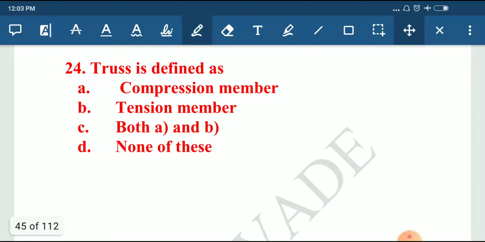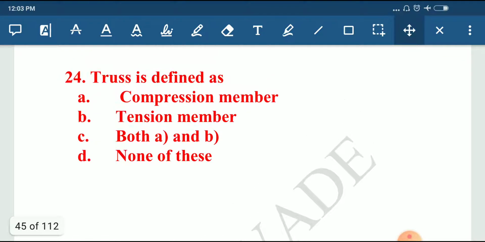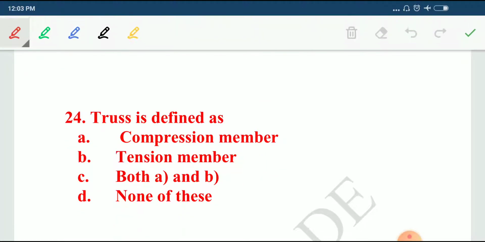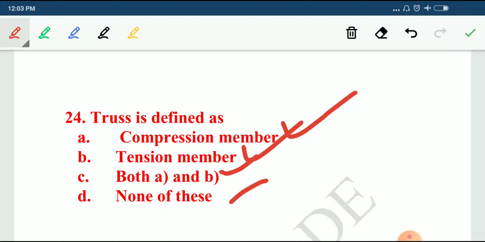Okay, truss was just now explained, the same question is repeated. Truss is defined as a compression member, or a tension member, or both A and B. Now, just now I told you truss is a tension member as well as a compression member. One of them can exist. So both A and B.